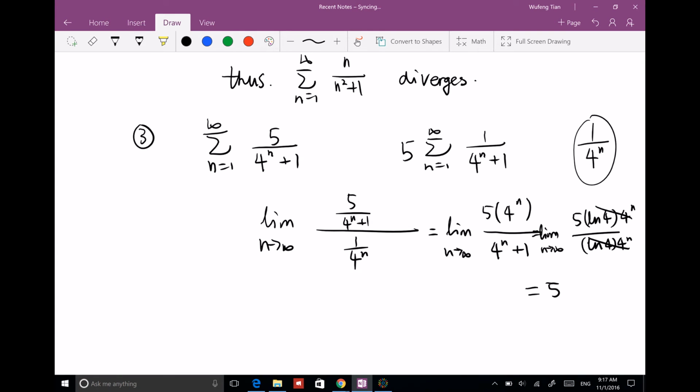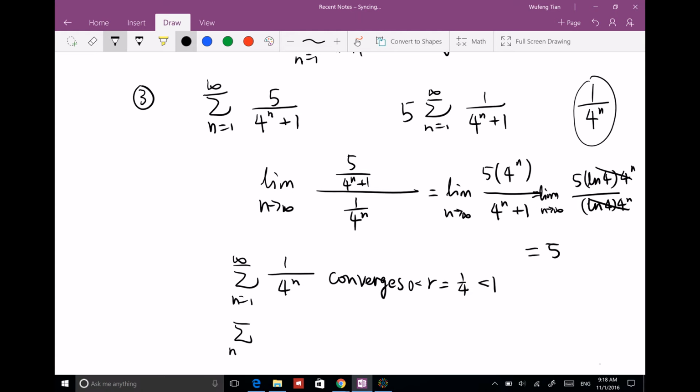Since we know that the series from n equals 1 to infinity of 1 over 4 to the n converges, because r equals 1/4, this is 1 over 4 to the power n. All right, so r equals 1 over 4, less than 1, bigger than 0. Therefore, the sum from n equals 1 to infinity of 5 divided by 4 to the n plus 1 also converges.